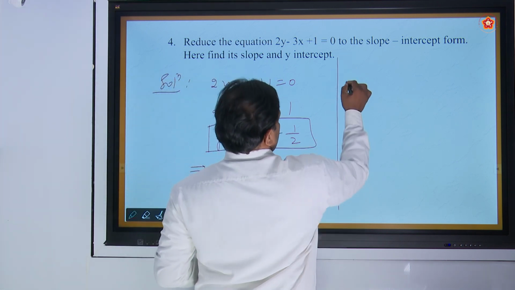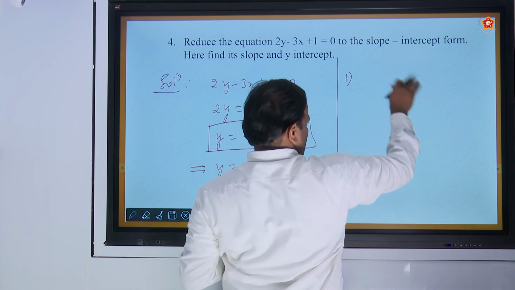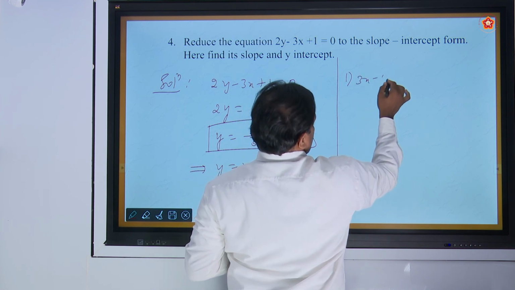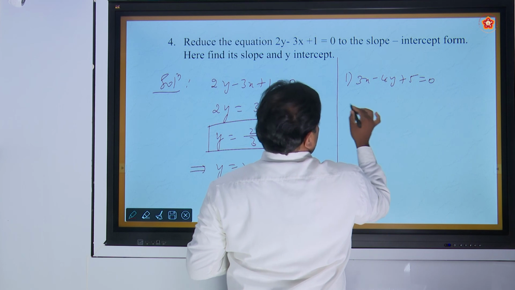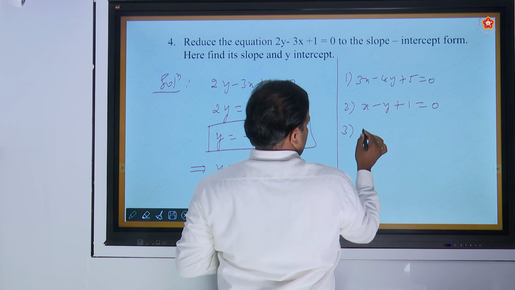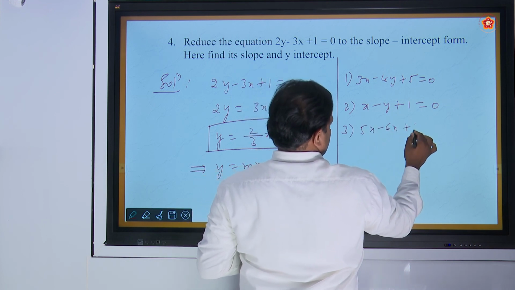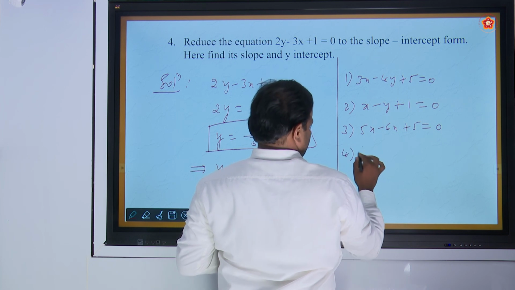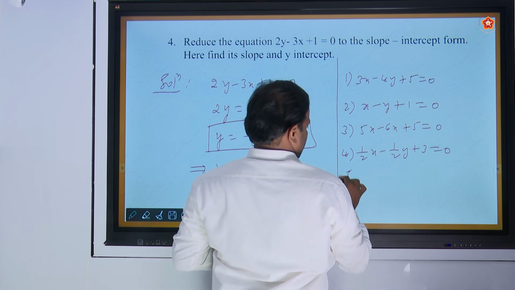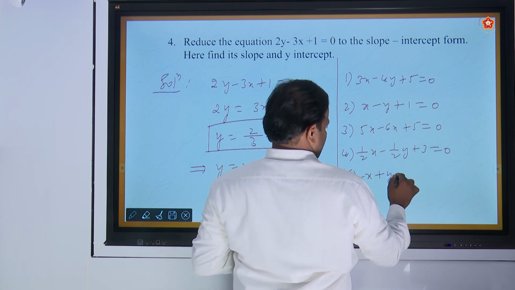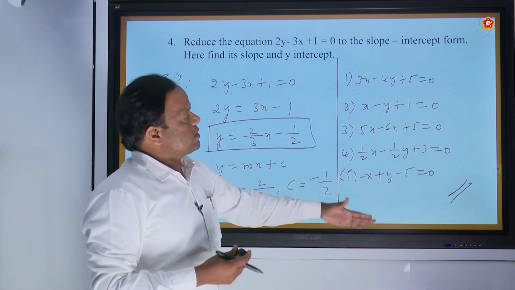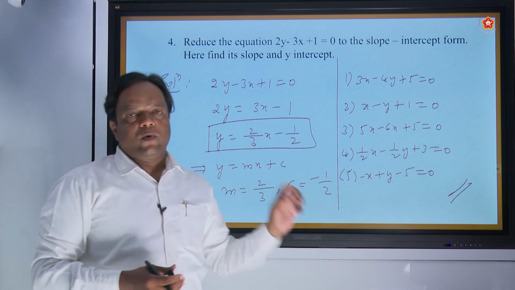So I gave some examples here. You can solve these. All the problems you have to reduce to slope intercept form and find slope and y-intercept. First, 3x minus 4y plus 5 equal to 0. Second, x minus y plus 1 equal to 0. Third one, 5x minus 6y plus 5 equal to 0. Fourth one, 1 by 2 x minus 1 by 2 y plus 3 equal to 0. Fifth one, minus x plus y minus 5 equal to 0. You solve all the 5 questions. Same, reduce all the questions to slope intercept form, and find slope and y-intercept.